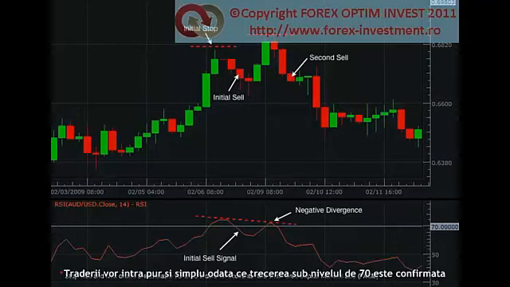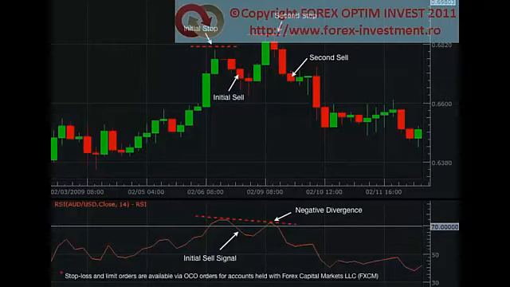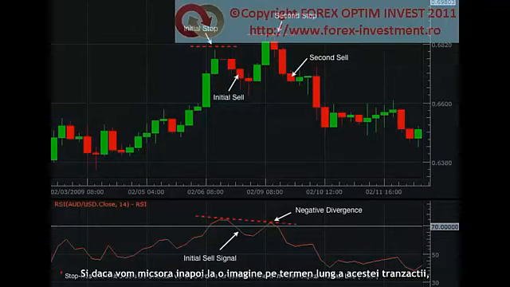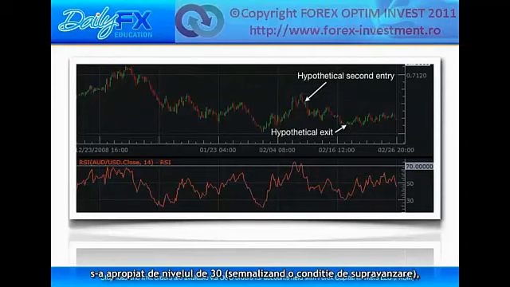Traders will simply enter as the second move to below 70 is confirmed and place their protective buy stop above the higher high. And if we zoom back out to a longer term picture of this trade, you can see how the second entry turned out to be a pretty good one. If we closed out as the RSI moved closer to the 30 level, signaling an oversold condition, a profit of around 300 pips was possible in this example.